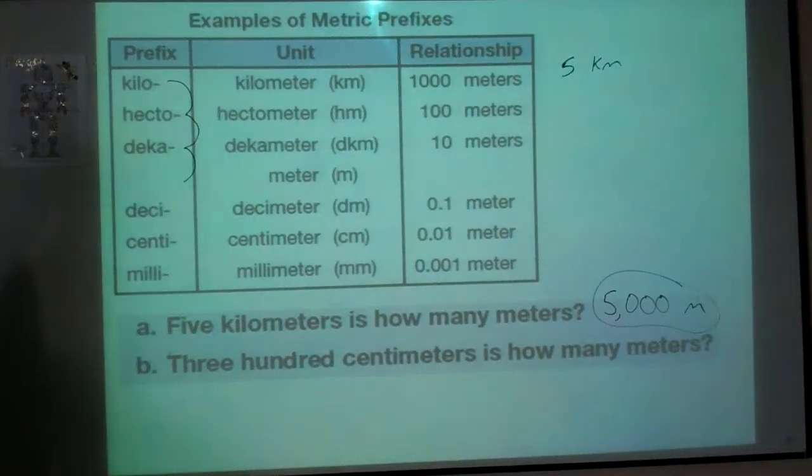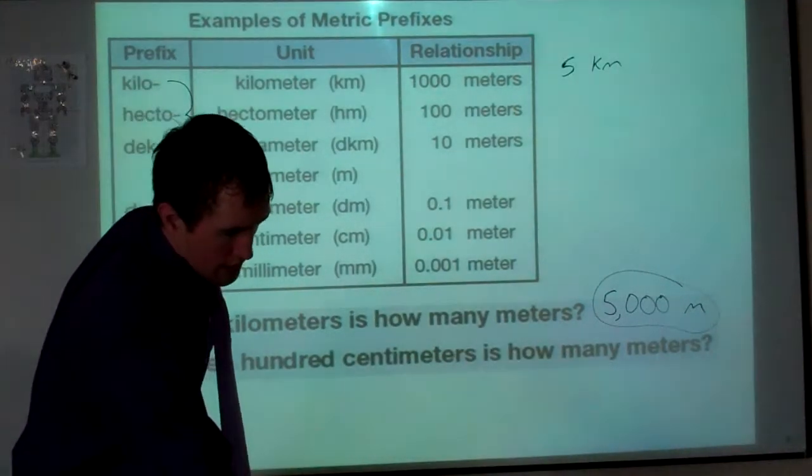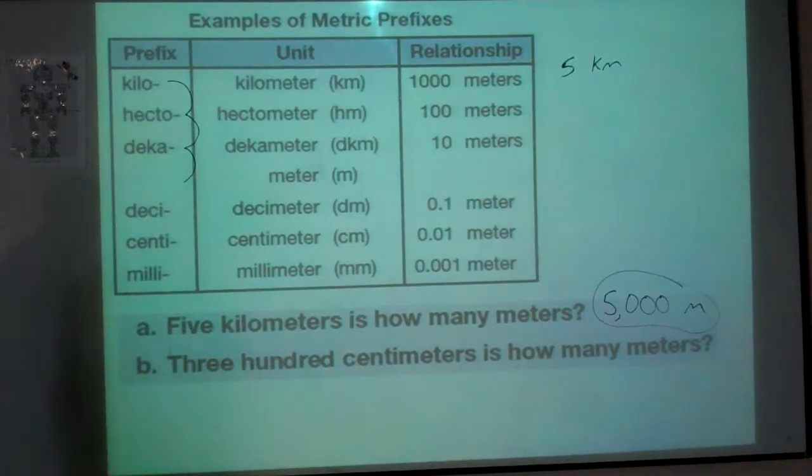That's how we can use the chart to do this. It makes things a lot easier that way. You also could have just looked at this chart and said, okay, I know that 1,000 meters is equal to 1 kilometer. So 5 times 1,000 gets us to 5,000. That's the other way we can do it.